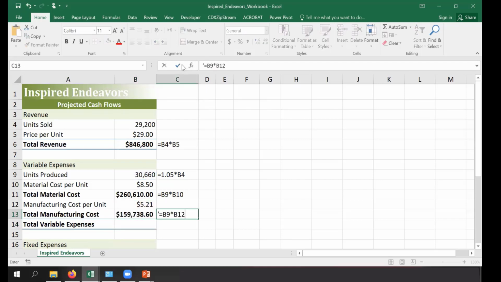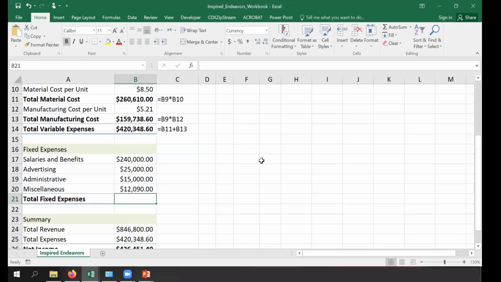Note that I'm adding all of these formulas just for ease of reference. We wouldn't necessarily do this in a real model. The total variable expenses are going to be the total material cost, B11, plus the total manufacturing cost, B13.